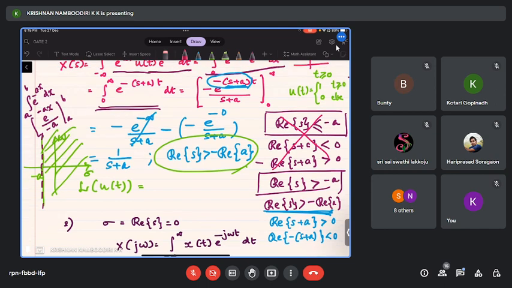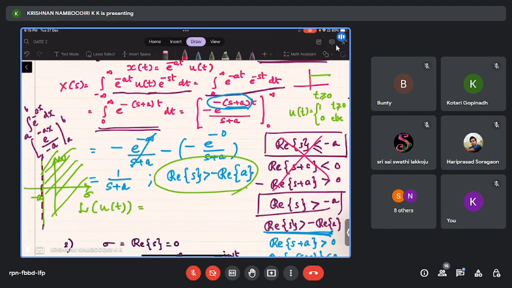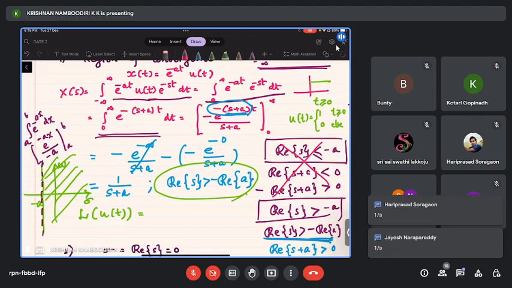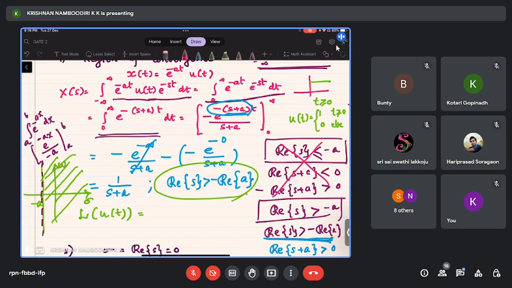So if I substitute a equal to 0 in e power minus at u of t, correct, then e power minus at u of t will become simply u of t, correct? So a equal to 0 means we will get this, but this does not tell the story. You have to specify this real part of s greater than 0, correct? Only this region of convergence makes the Laplace transform unique.